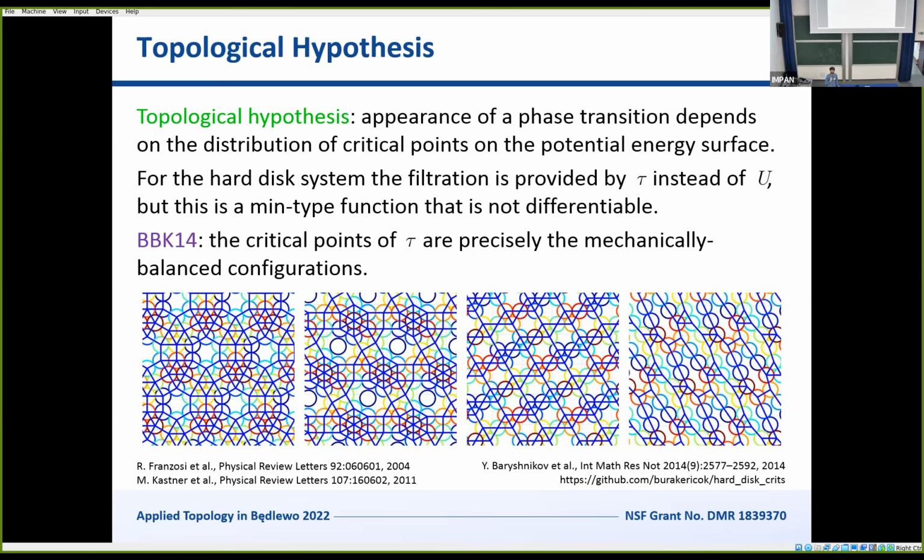I can increase them by second order. And in fact, the number of independent motions by which I can increase the radius of the disks to second order defines the critical index, right? So that's how it's defined. But mechanically balanced means that if you just had these disks and you tried to inflate them, you would not be able to.